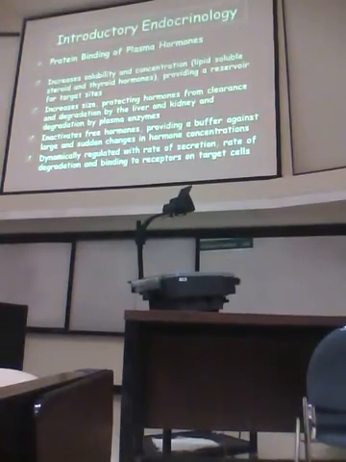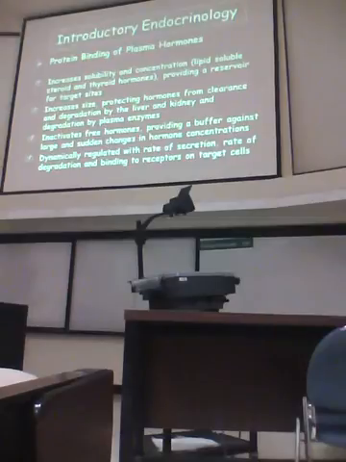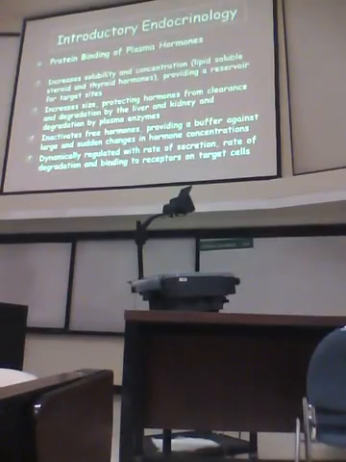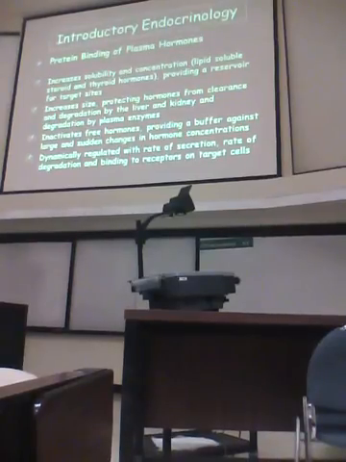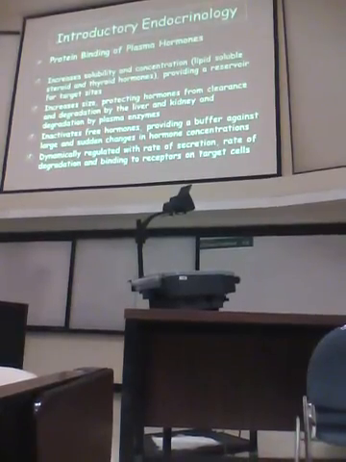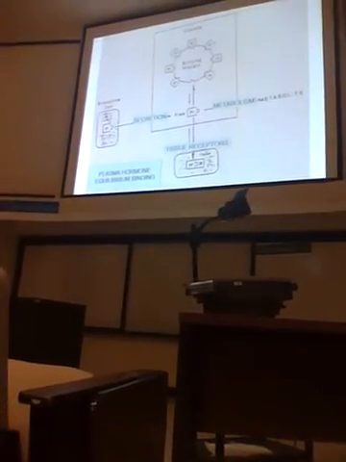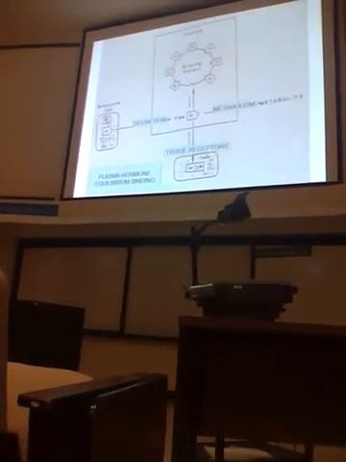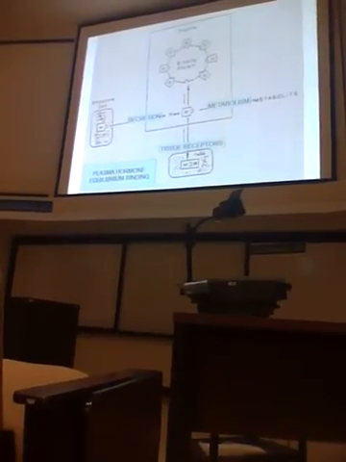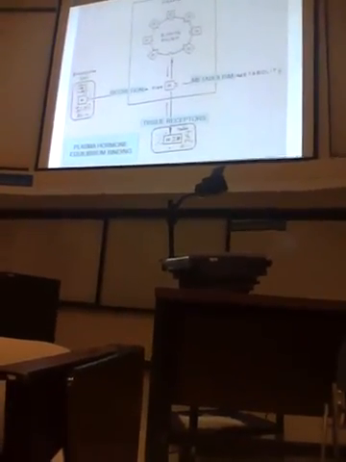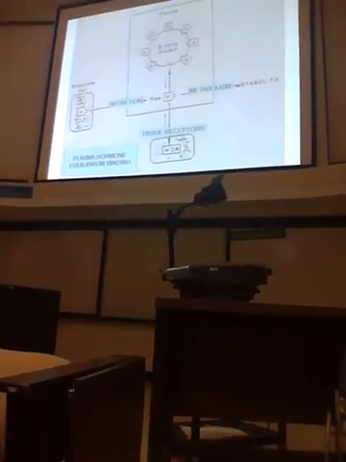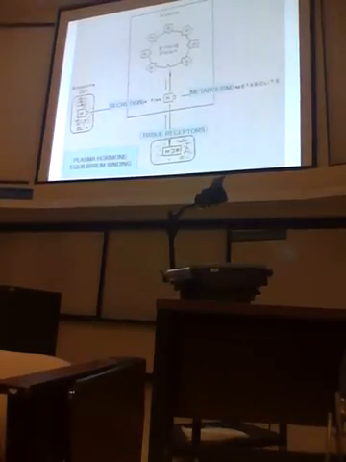And as I said, it's dynamically regulated with the rate of secretion, the rate of degradation, and the binding of the hormone to target tissue receptors. So this is shown here. So you can see the rate of secretion and the rate of degradation are two factors regulating the amount of free hormone, as are the amount of free hormone binding to its receptor.